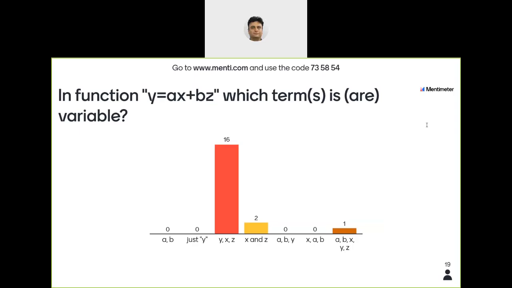In the function y equal to ax plus bz, which term or which terms are variable? x and z, y, a, b, z. I want to know your opinion.